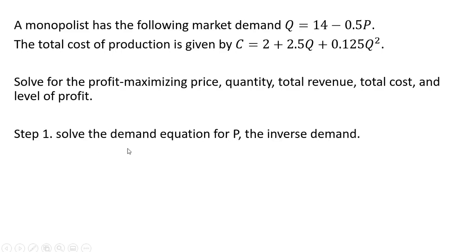Step 1, solve the demand equation for P, and that'll give us the inverse demand. So here is our demand equation. We're going to solve that for P. I'm going to add 0.5p to both sides. So adding 0.5p to both sides, we get the following. Now subtracting Q from both sides. And now dividing everything through by 0.5.